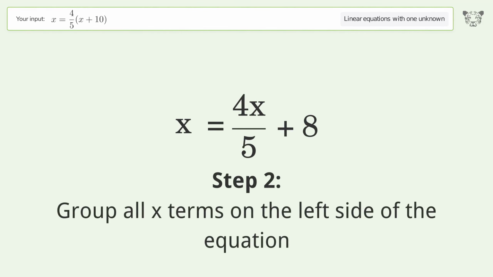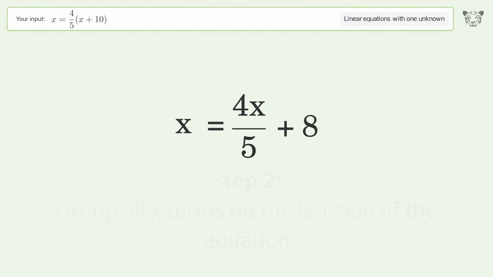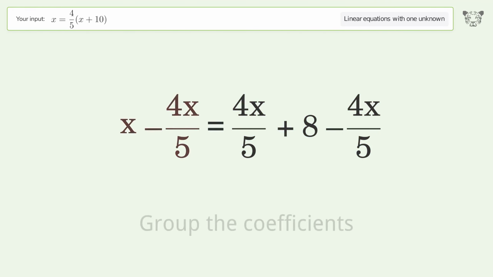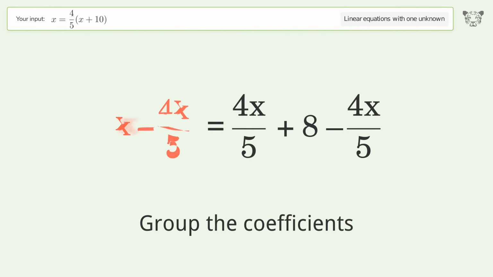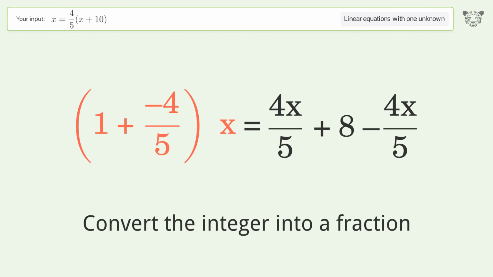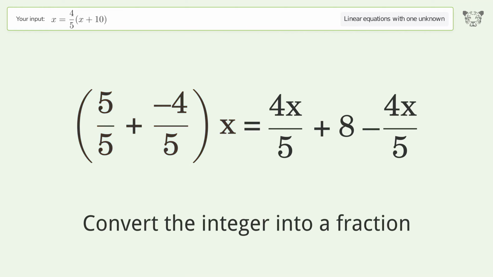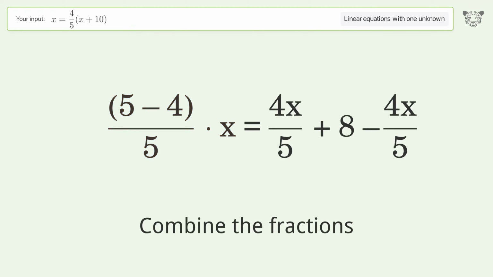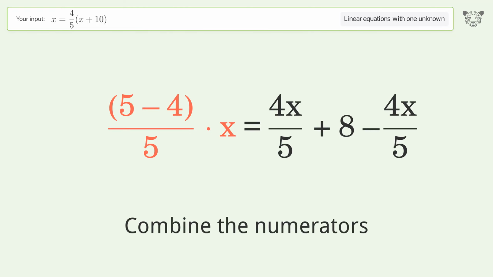Group all x terms on the left side of the equation. Subtract 4x over 5 from both sides. Group the coefficients. Convert the integer into a fraction. Combine the fractions. Combine the numerators.